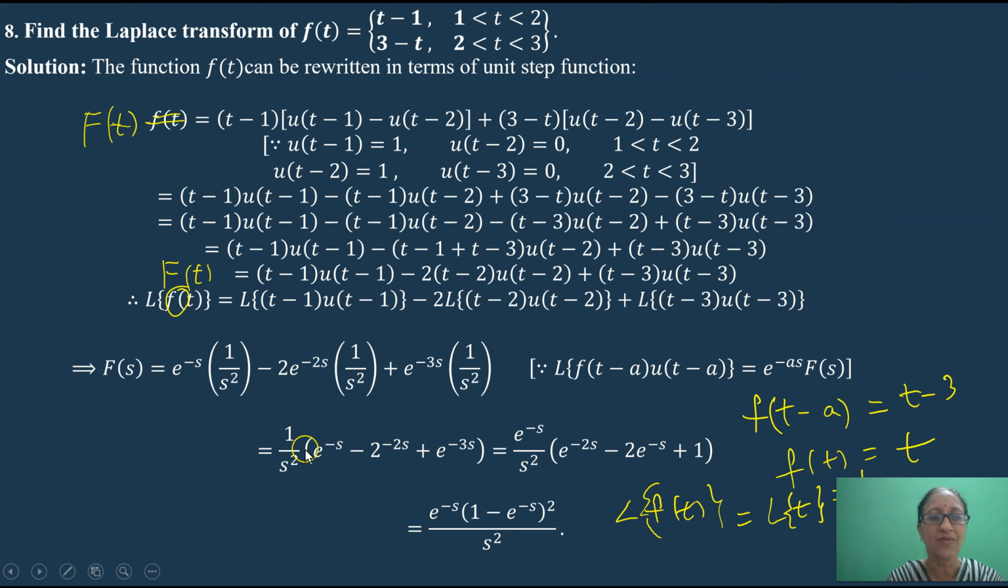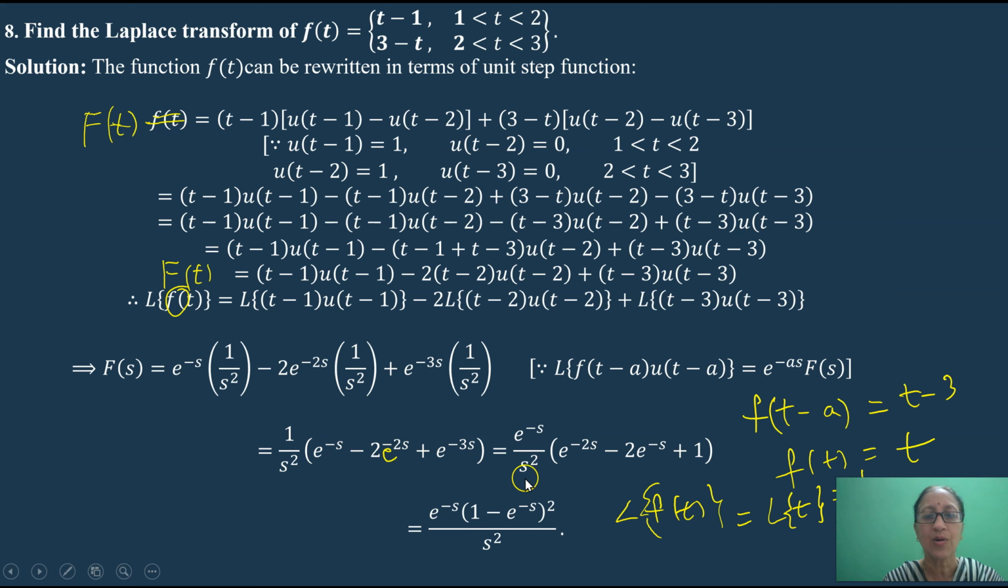Now if you take 1 by s square common, you get e power minus s minus e power minus 2s plus e power minus 3s. Again you can take e power minus s outside. Then you get e power minus s upon s square into (e power minus 2s minus 2 e power minus s plus 1). Here in the place of e power minus s you get 1, again you get minus 2 into e power minus s, and the third term will be plus e power minus 2s. I have written this 1 at the end.